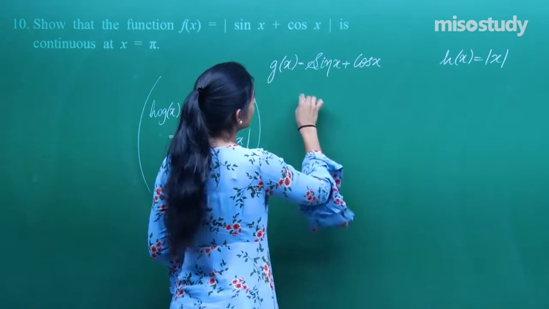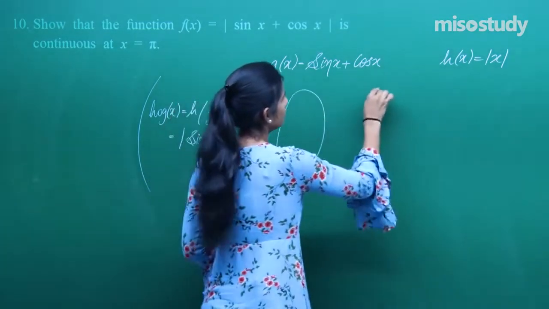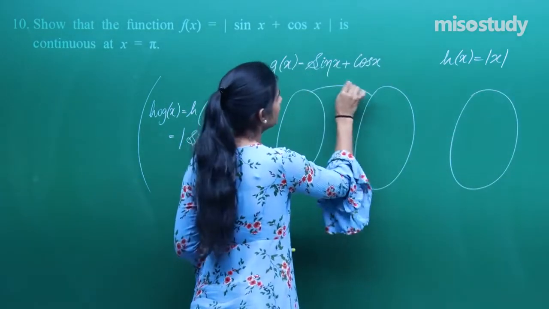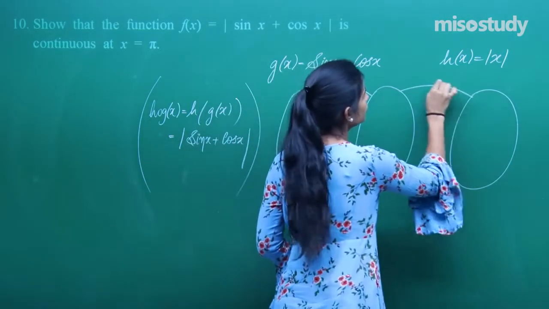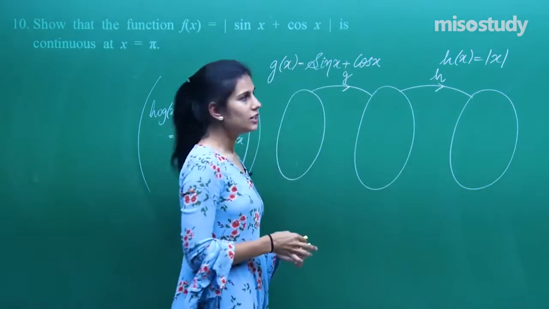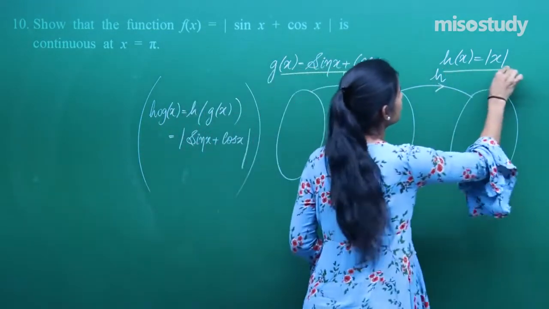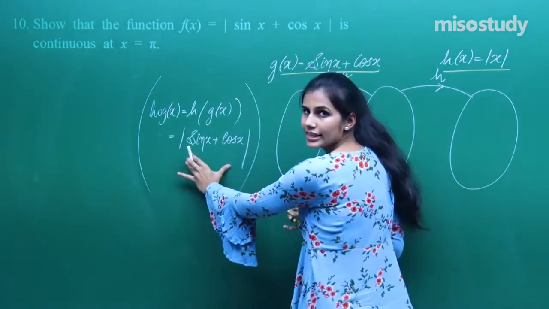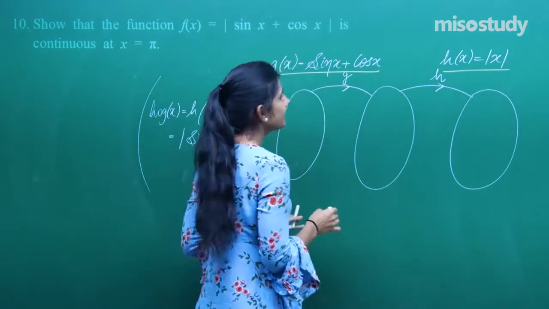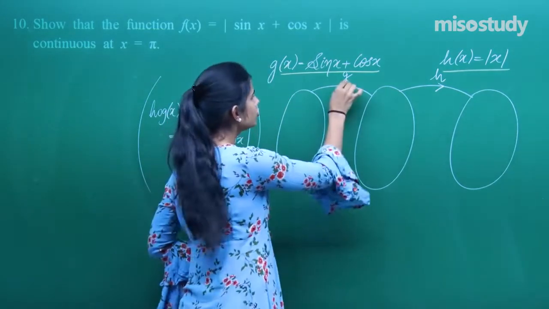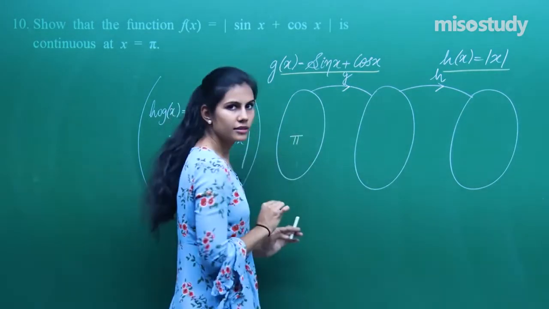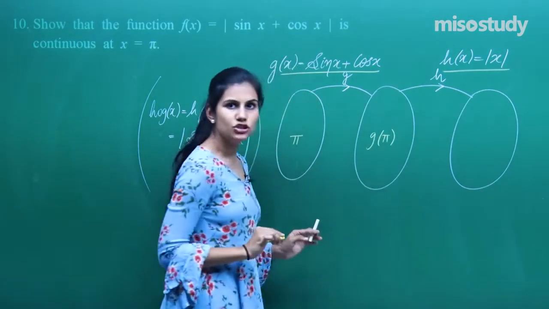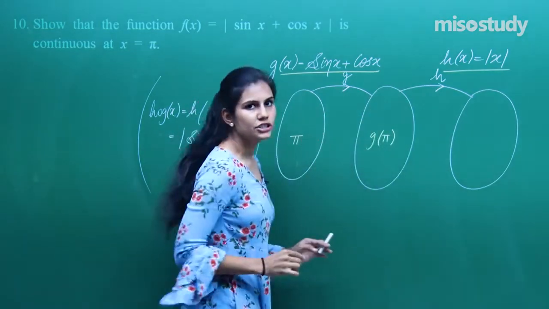If this is gx, what is the structure of HOG? From here to here is my g, from here to here is my h. I have to show HOG, which is this function, is continuous at pi. For that, if I show G is continuous at pi and H is continuous at G of pi, then HOG will be continuous at pi.